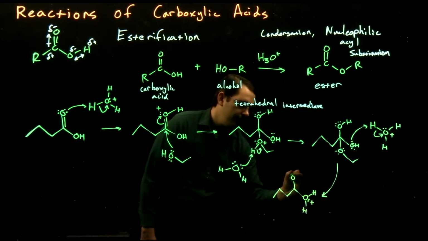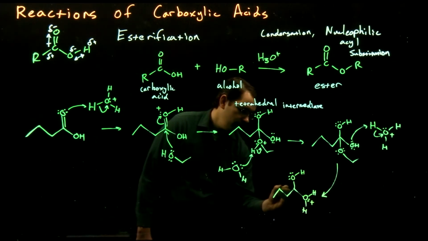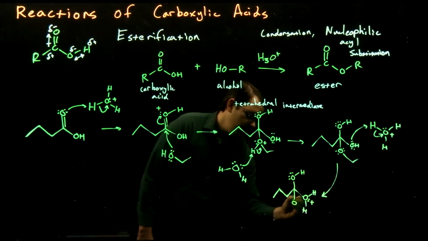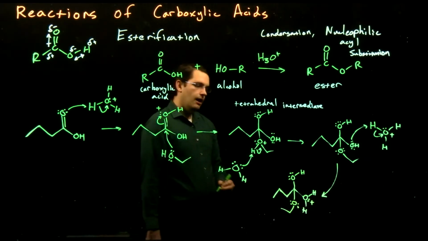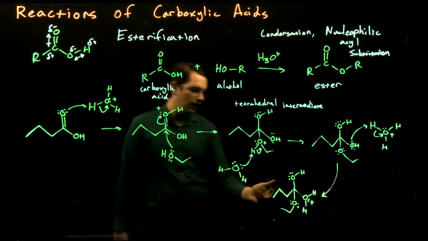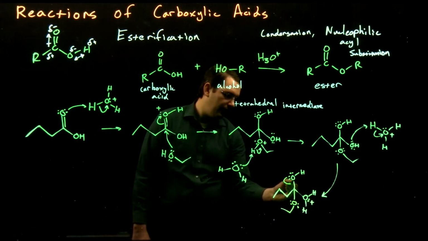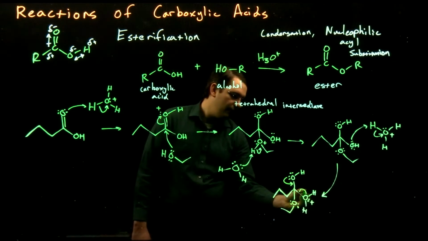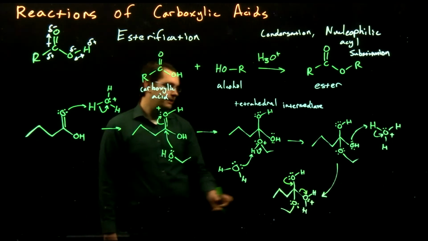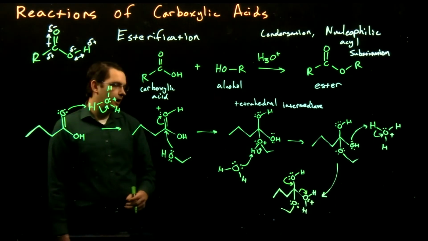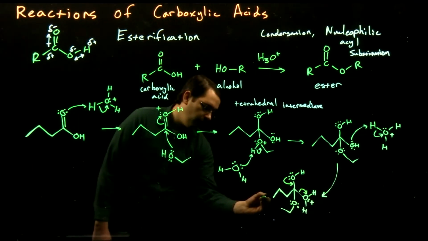So we've got our good leaving group here. We have our nucleophile that was attached over here. Now we can do an elimination of this water. So this is going to be kind of like an E1 reaction. We're going to bring down our electrons here from our oxygen and kick off that water molecule.